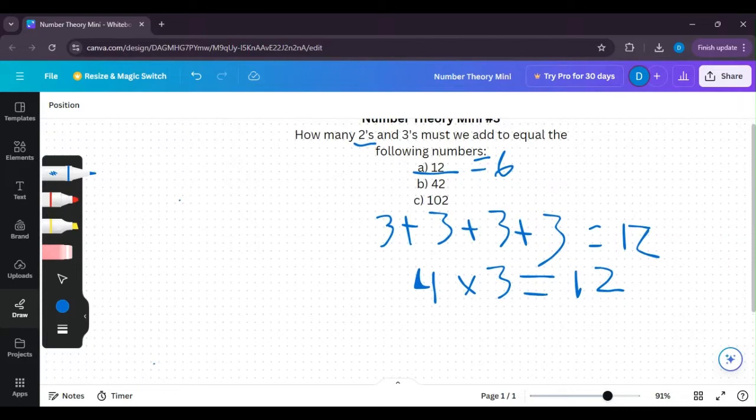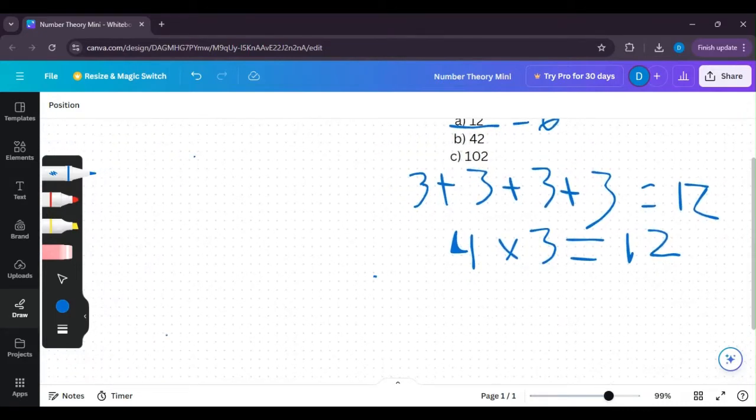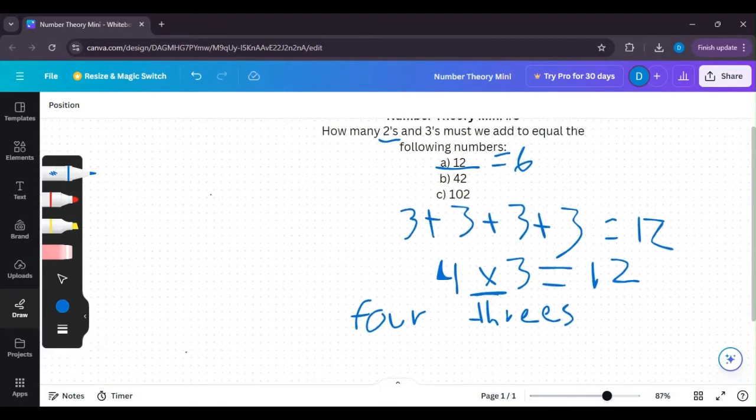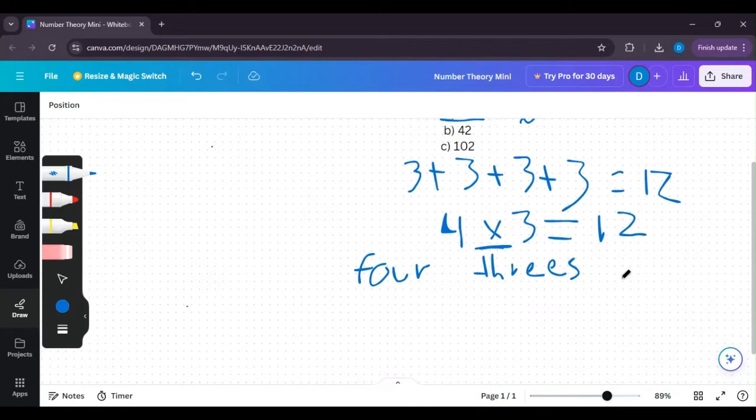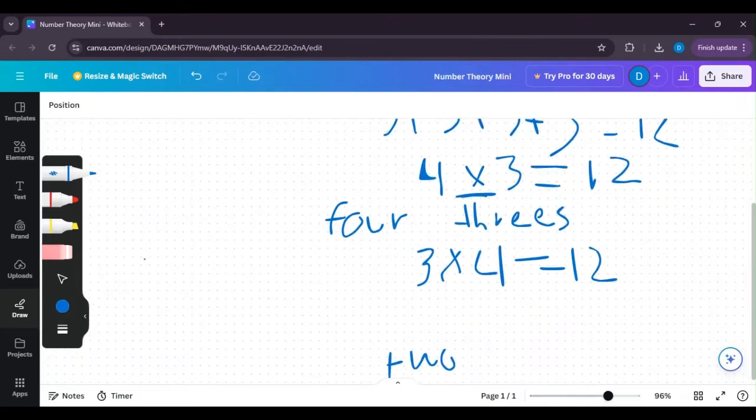And 4 times 3 means there's 4 3's. 4 3's, so we multiply and we get 12. A different way to write it, which is not the same thing, 3 times 4, has the same answer because that's just 3 fours.